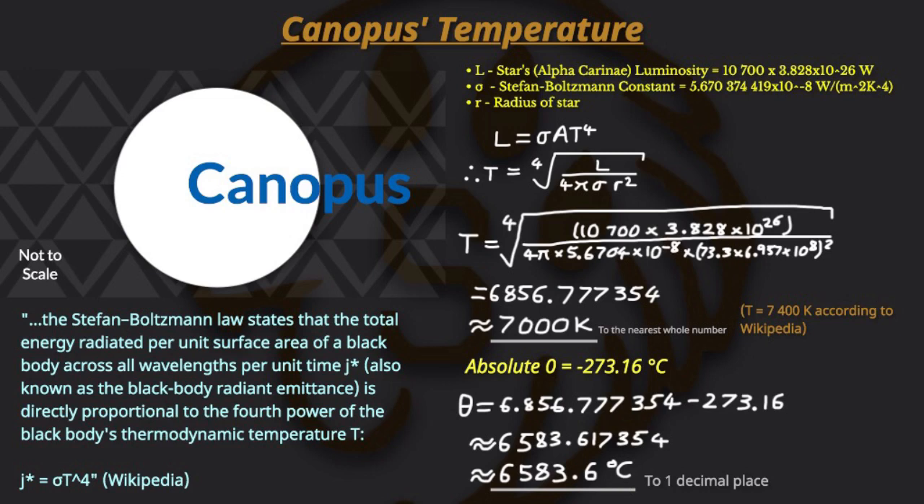Okay, so when we substitute the values into that formula, we then find that our temperature will be 6,856.777354 kelvins, which is approximately equal to 7,000 kelvins if we put it to the nearest 1,000. But according to Wikipedia, it's even more than that. It's more than 7,000, it's around 7,400 according to Wikipedia. So that's what we have. And then absolute zero is equal to negative 273.16 degrees Celsius.